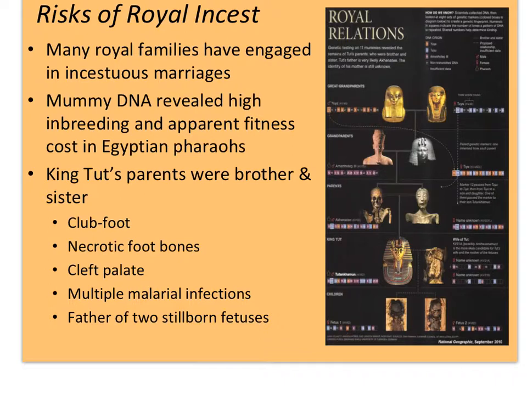So, in terms of King Tut, his parents were brother and sister. From looking at his mummy, he had a club foot, necrotic foot bones. He had a cleft palate. He also had weaker immunity, because oftentimes with immune systems you like as many different kinds of alleles as possible for recognizing different infections. And then he also was the father of at least 2 stillborn fetuses. In other words, he was a wreck.